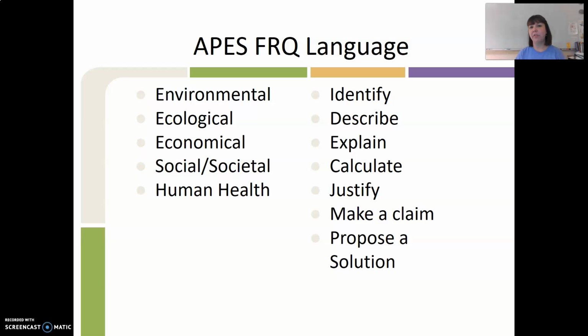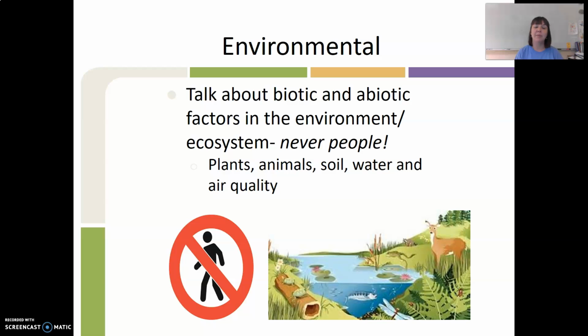In the free response questions throughout the year, you will see some language that it's important to pick up on. These different parts of the question will lend themselves to answering the question in a completely different way. So for example, if they ask, what are the environmental impacts of blah, blah, blah? You can talk about biotic or abiotic factors, but don't talk about people.